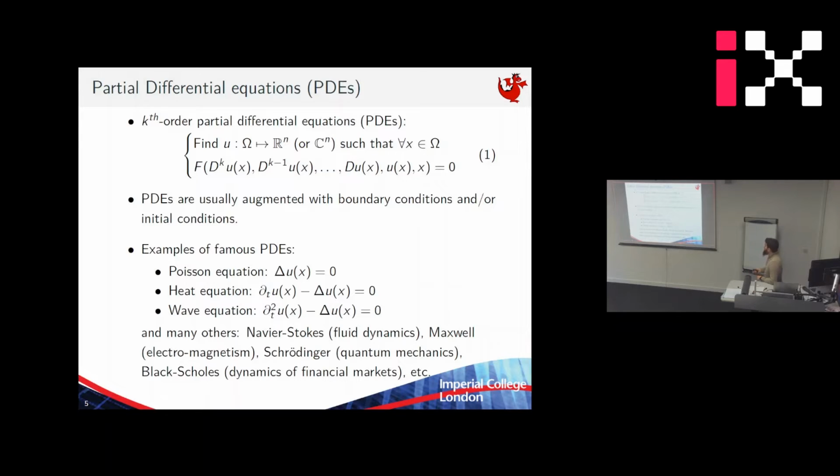This delta, sorry, this delta is the Laplacian. It's the sum of all the second derivatives. So if you have a 3D domain and your solution depends on x, y, and z, that's going to be the second derivative in x plus the second derivative in y plus the second derivative in z, right?